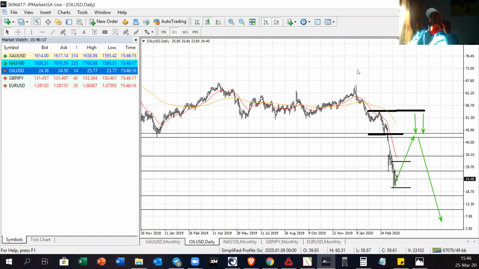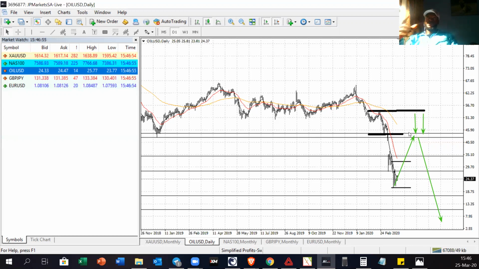The plan A is to sell the break of yesterday's low. Plan B, sell the break of last week's low. Plan C is sell the 35 area, which is near last week's high. And then plan D is sell the break of the range, which lasted a few months.